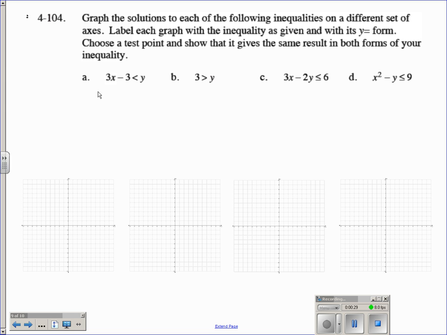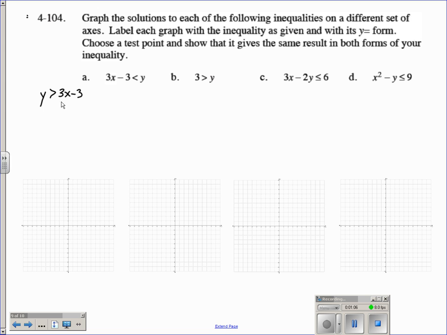So letter A, we have 3x minus 3 is less than y. For most of us, we are a little bit more comfortable with graphing linear functions when we have our y out in front. So I'm going to go ahead and rewrite this as y is greater than 3x minus 3. Remember, the alligator eats the bigger meal. I heard that in first or second grade and it's stuck with me ever since. Okay, so I want the values of y that are greater than these values.